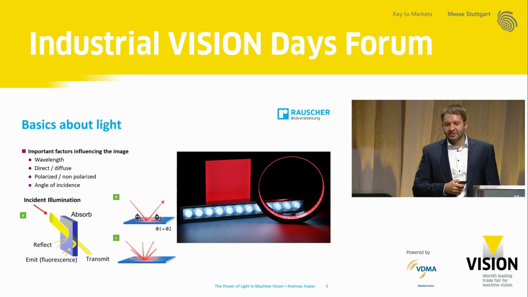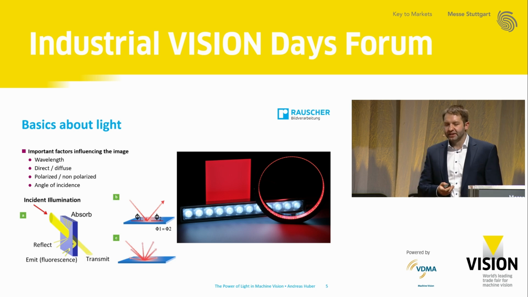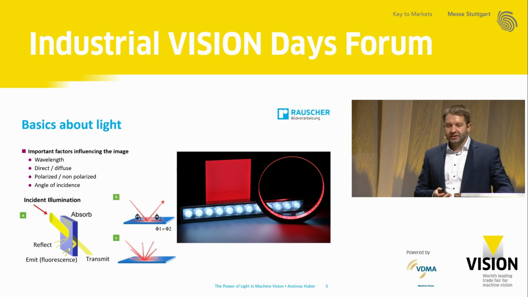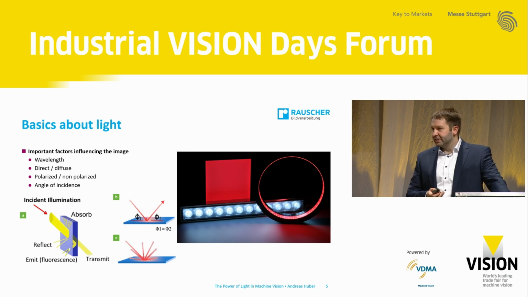Also, some other basics about light, which is important when choosing the best lighting. In machine vision, you have to take care of the wavelengths. You can distinguish between direct and diffuse lighting. You can use polarized and non-polarized light. This is also a very interesting field. And of course, the angle of incidence is very, very important.